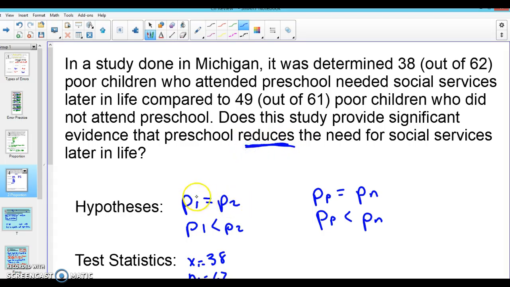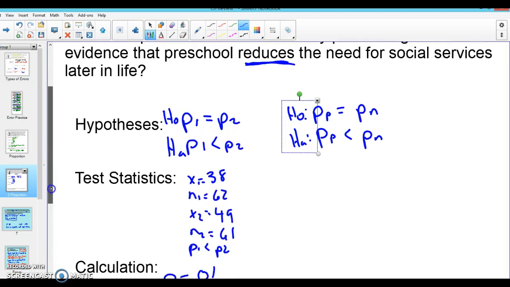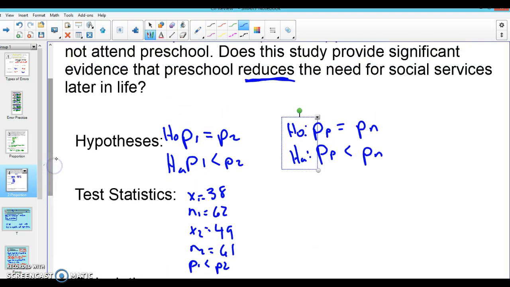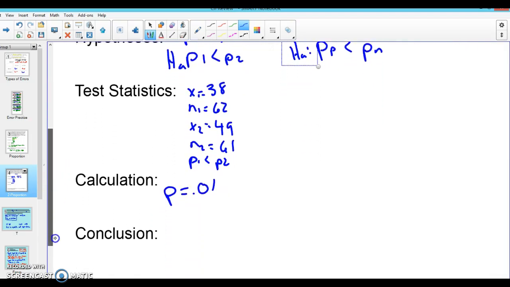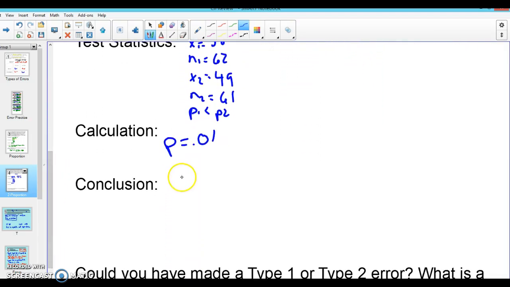So either P1 equals P2 versus P1 is less than P2, or if you prefer the subscripts that tie a little closer to the problem, the proportion for preschool is equal to the proportion for no preschool. Proportion preschool is less than the proportion of no preschool. Test statistics, put in your X's and N's for each sample and what your alternative is, and we get the calculation of 0.01. So we would reject the null.